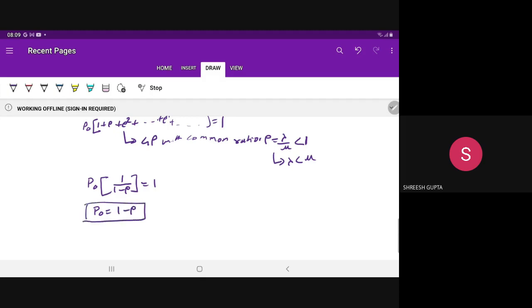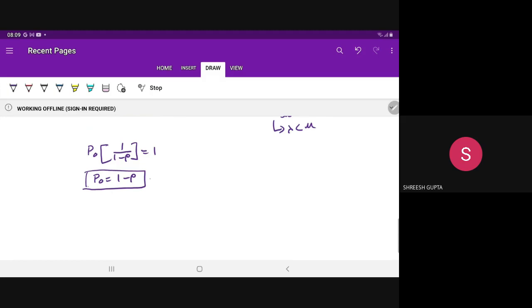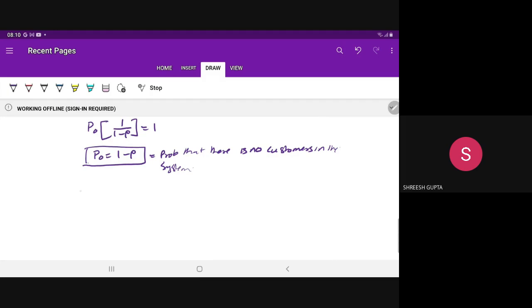So P naught is the probability that there is no customer in the system. From P naught, now we can compute the state probability as Pn is equal to rho to power n into P naught.